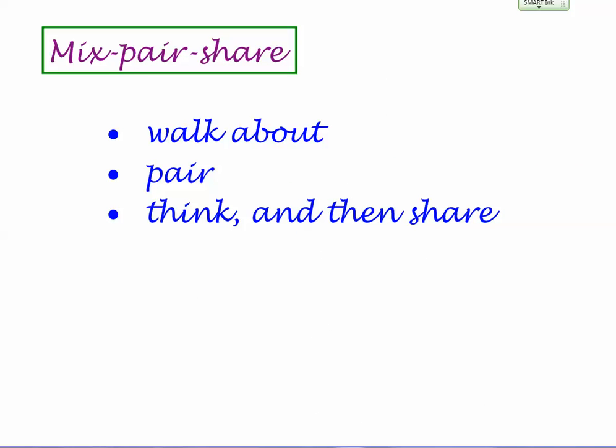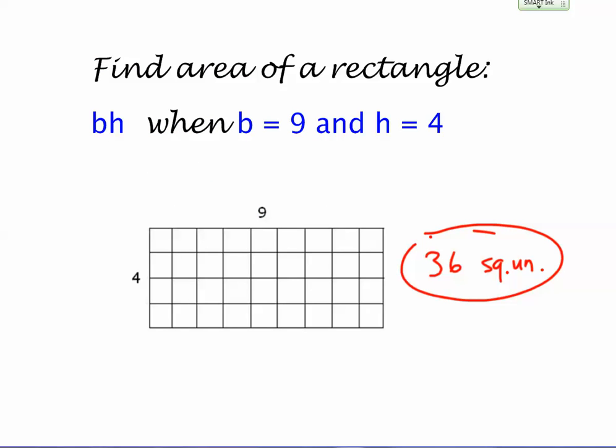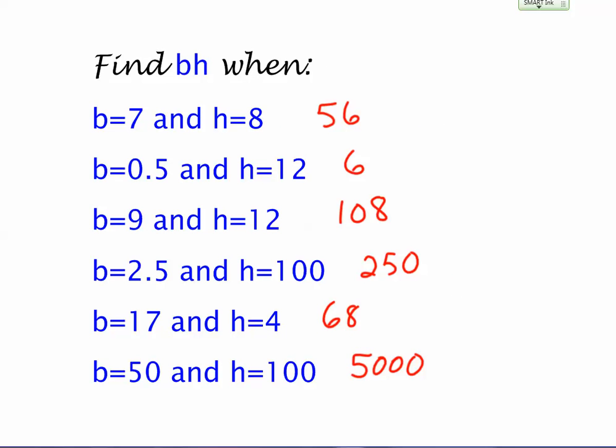Then we did this to get you out of your seats. You walked about, paired, thought, and then shared. So for this one, it was BH, which means base times height, and that was 36 square units. And we did each of these just walking around, pairing, and sharing with your partner. So really, it's just substitute and multiply whatever B is times H, and the answers are in red.